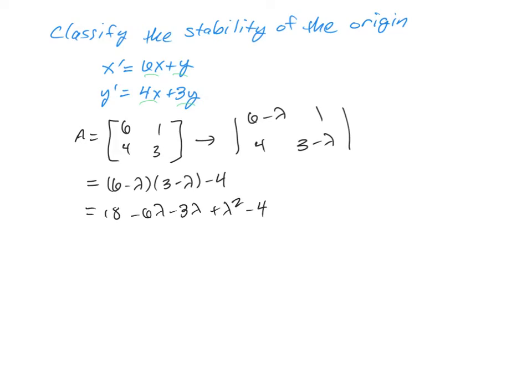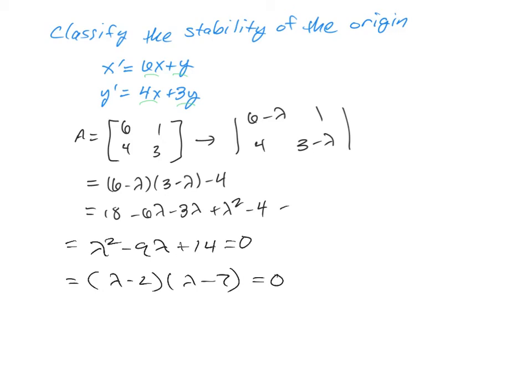That works out to be 18 minus 6 lambda minus 3 lambda plus lambda squared minus 4. And then this simplifies down to lambda squared minus 9 lambda plus 14. Now if we factor this, we will get (lambda minus 2)(lambda minus 7). And again, this is always equal to 0 this whole time when we find eigenvalues. So our two eigenvalues are lambda 1 equals positive 2, and lambda 2 is equal to 7.